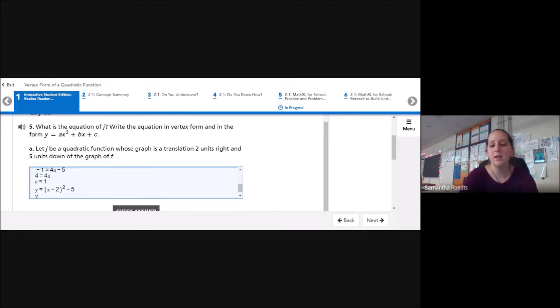Then I need to expand that. So y equals (x minus 2) times (x minus 2) minus 5. So I get x squared minus 2x minus 2x plus 4 minus 5. So y equals x squared minus 4x plus 4 minus 5. So y equals x squared minus 4x minus 1. So that's my standard form, the ax squared plus bx plus c. And my vertex form is y equals (x minus 2) squared minus 5.